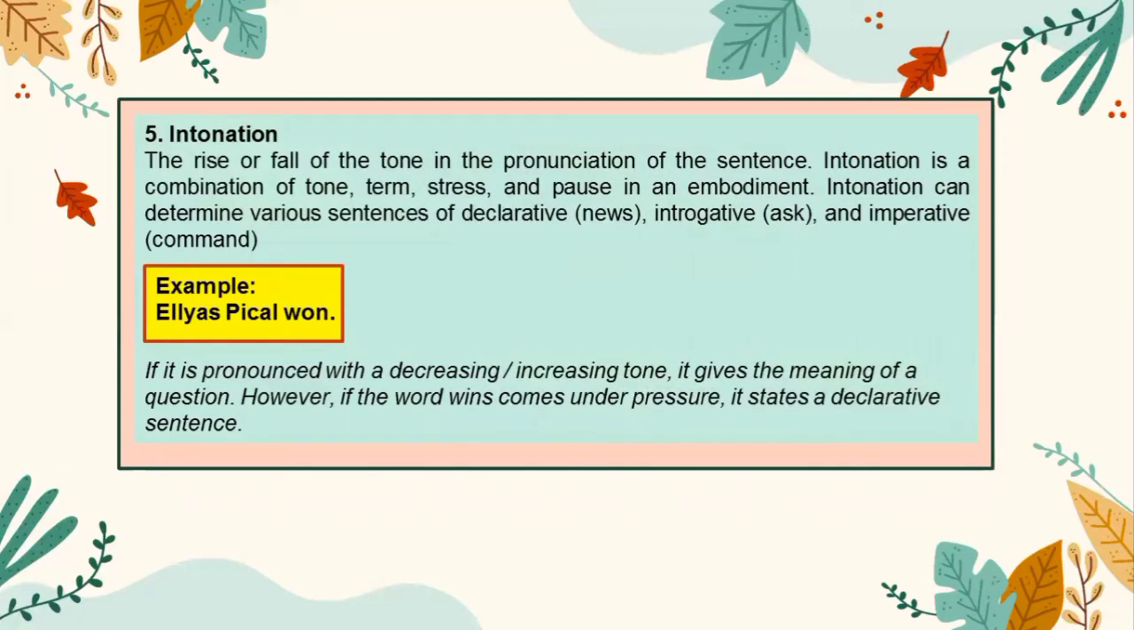Fifth, intonation. The rise or fall of the tone in the pronunciation of the sentence. Intonation is a combination of tone, term, stress, and pause in an embodiment. Intonation can determine various sentences: declarative or news, interrogative or ask, and imperative or command. For example, Elias became one. And if it is pronounced with a decreasing or increasing tone, it gives the meaning of a question. However, if the word comes under pressure, it states a declarative sentence.